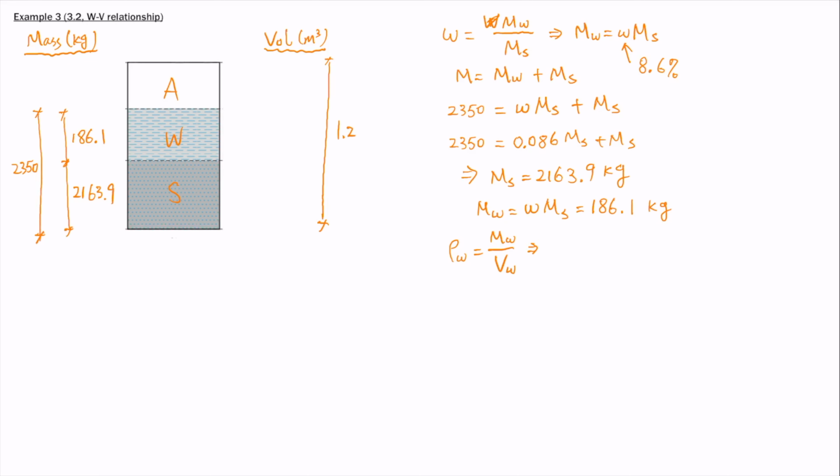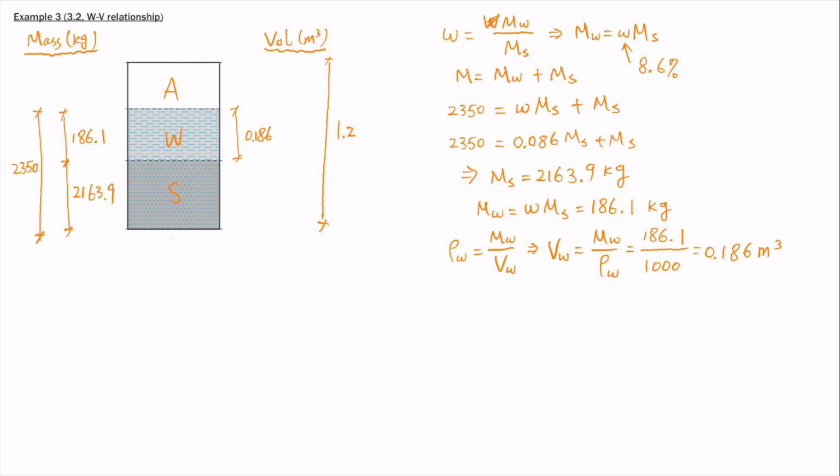And then we can back calculate the volume of water as mass over density. The density of water is a constant. In SI units, it's 1,000 kilogram per meter cubed. So we have 186.1, the mass of water, divided by the constant 1,000. This gives us 0.186 meter cubed. So that's the volume of water.